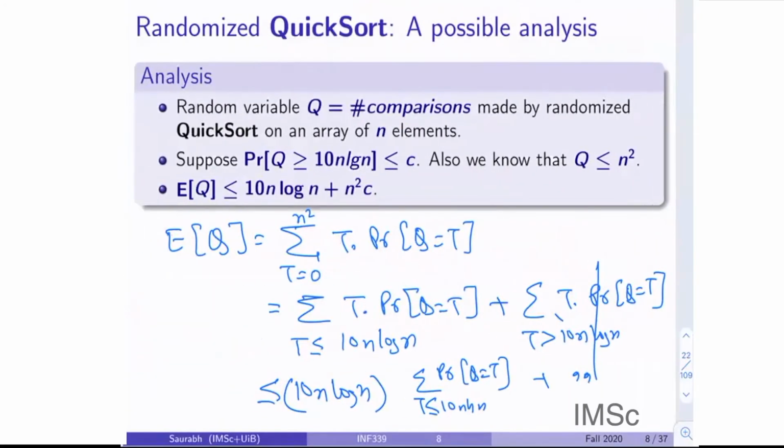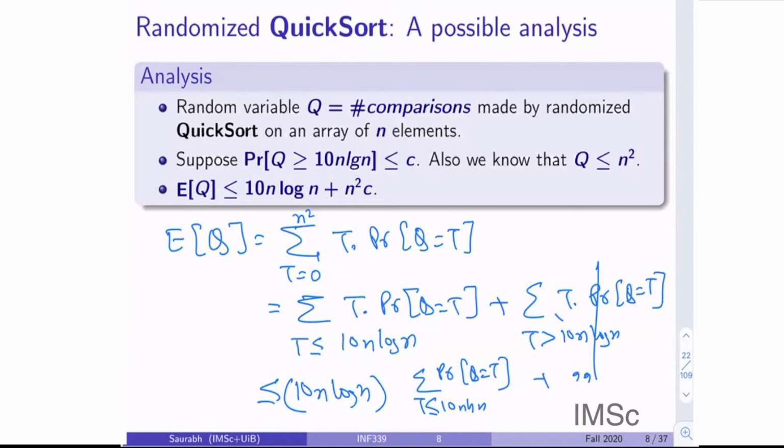Because what is this telling us? Probability that Q is at least 10 n log n is less than or equal to C, right? But we need an upper bound on this quantity. All this tells us is that the probability that this quantity Q is at most 10 n log n is at least 1 minus C. Do you get my point? From this, can we infer that it is upper bounded by 1 minus C? No. All we can infer is that it is at least 1 minus C. We cannot infer that it is at most 1 minus C.